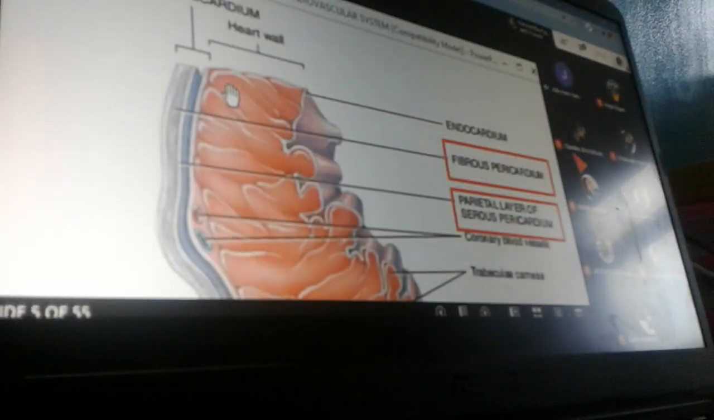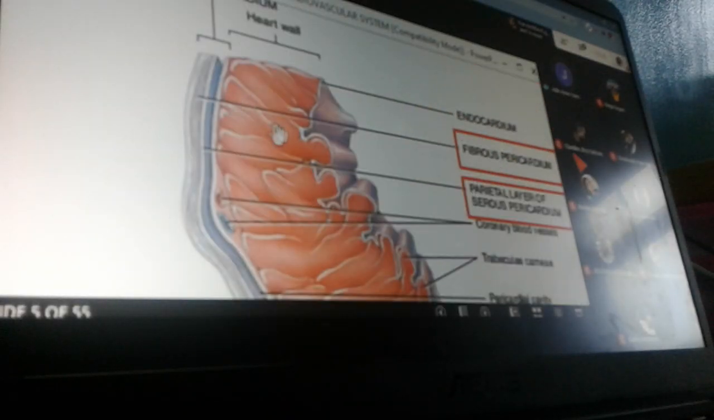Now, the heart has coverings. Okay, so yung heart natin, it is covered by the pericardium. So ito yun siya, yung ating pericardium. So the pericardium, class, is a triple layered sac. Okay? Triple layered sac. So ano ba yung, ito yun siya, zoom in natin. So this is the pericardium.